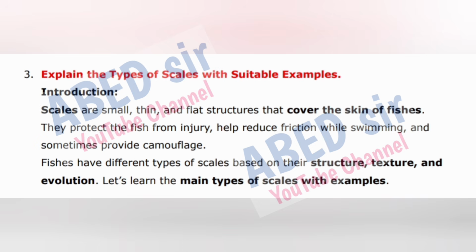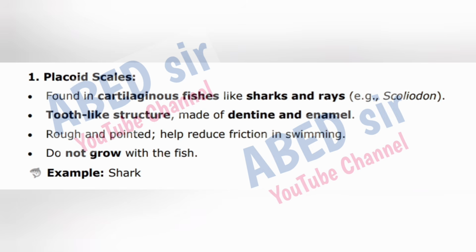Let's learn the main types of scales with examples. 1. Placoid scales. Found in cartilaginous fishes like sharks and rays, example, Scoliodon. Tooth-like structure, made of dentine and enamel. Rough and pointed, they help reduce friction in swimming. Do not grow with the fish.